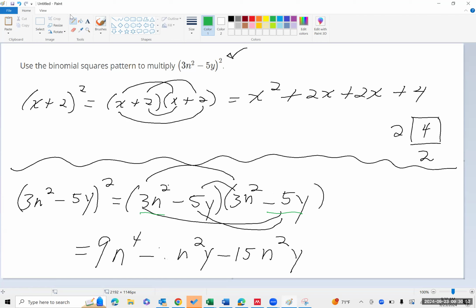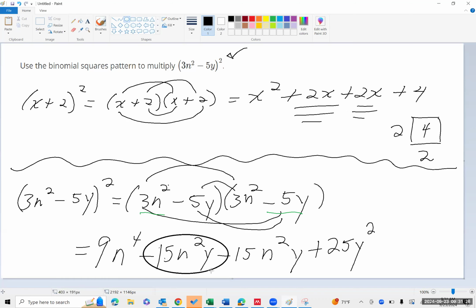And of course, the way to catch yourself is by noting what I said earlier, which was that these should be identical. And they weren't. And the final term is the minus 5 times the minus 5, which is plus 25y squared.